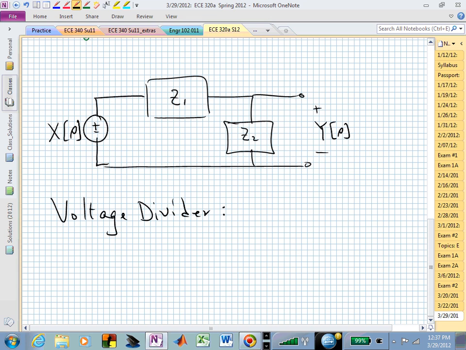What's the voltage divider expression in this Z formulation? Okay, so now I've got you thinking R's again. It is R2 over R1 if we were R's. In this generic case, or more general case, it's Z2 over Z1 plus Z2. That's the transfer function between the input voltage X and the output voltage Y.